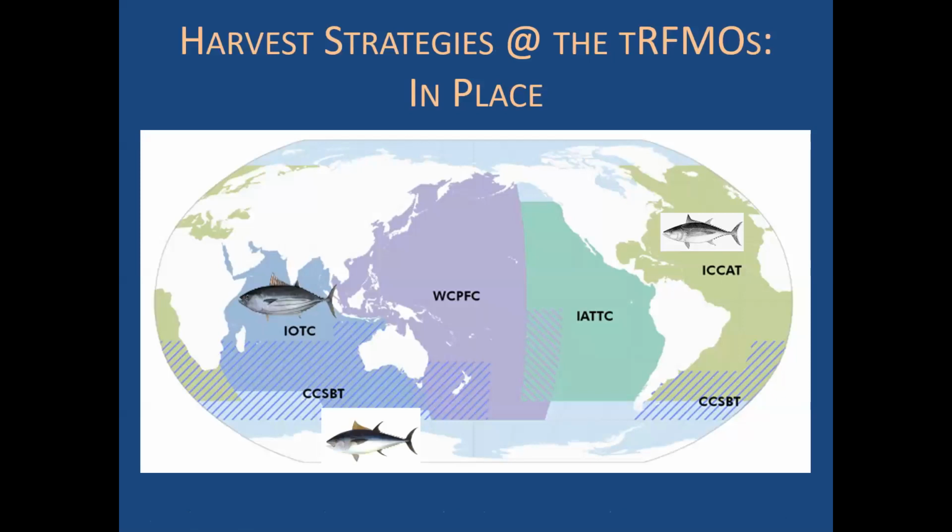And just to get into harvest strategies at the tuna RFMOs particularly, since that's what, of course, the Tuna Traceability Declaration is interested in. Currently we only have 3 harvest strategies in place at the tuna RFMOs. So the first was Southern Bluefin tuna, which is a fully specified harvest strategy, and that was adopted in 2011.